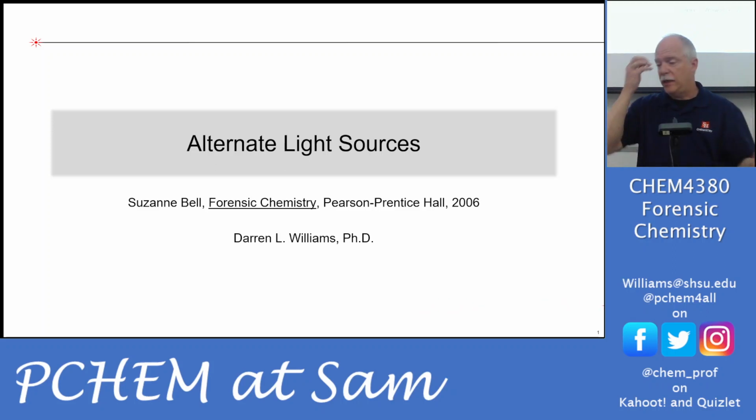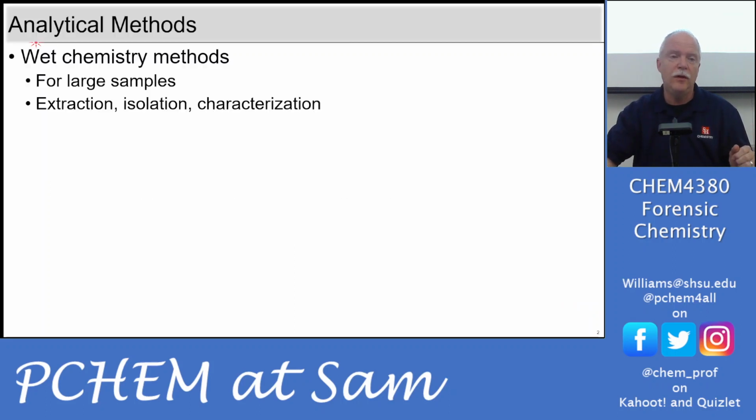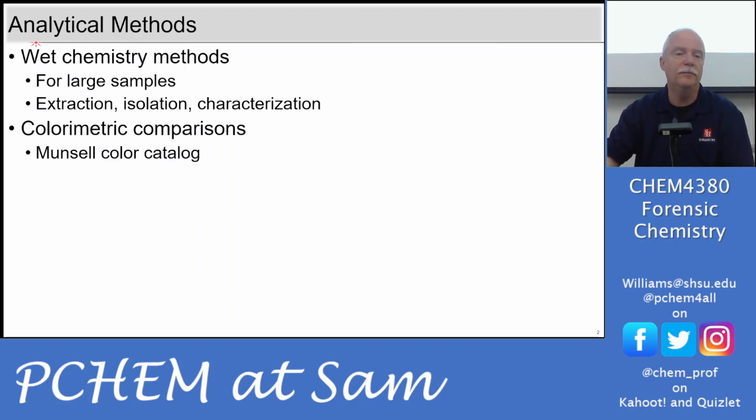Okay, good. So today's material is on alternate light sources. And so we're going to be looking at other ways to collect evidence. And one of the ways to collect evidence is first you have to find it, okay? We talked about wet chemistry methods for large samples and then the sampling plan for making the lab samples and so on. But you have to be able to find the evidence, and alternate light sources is one way to do that.